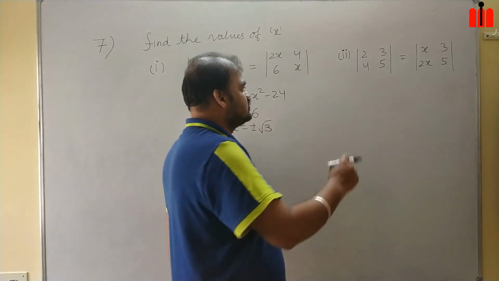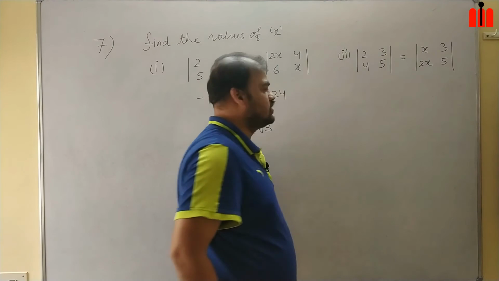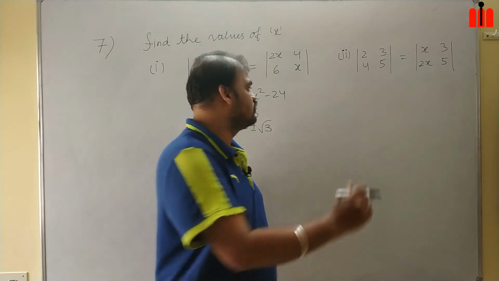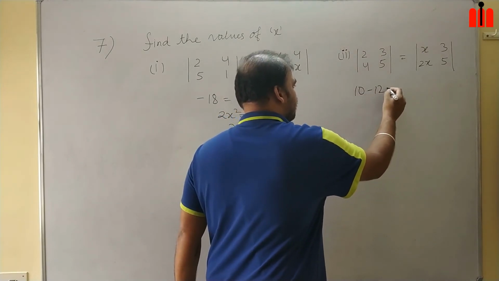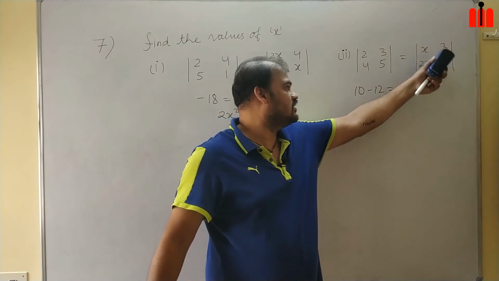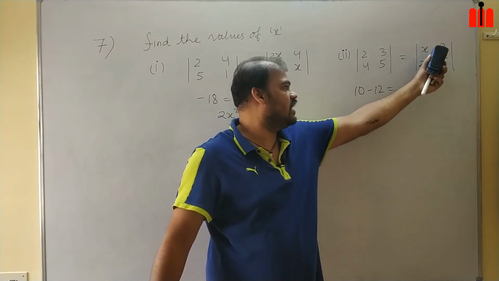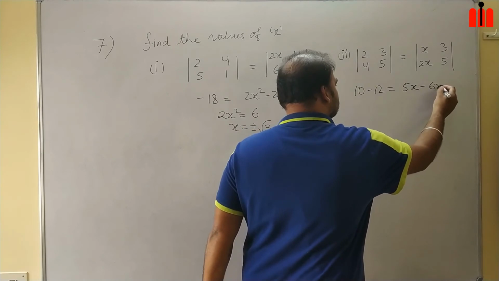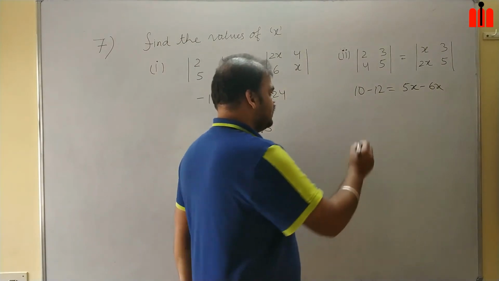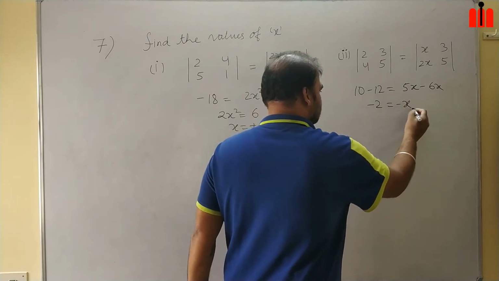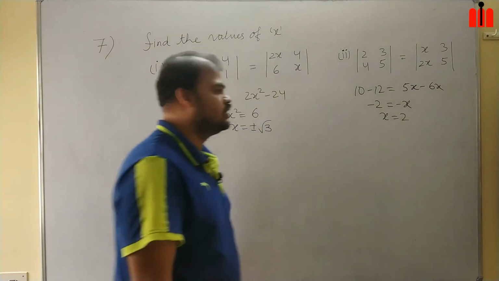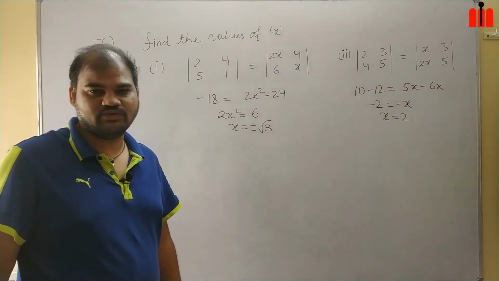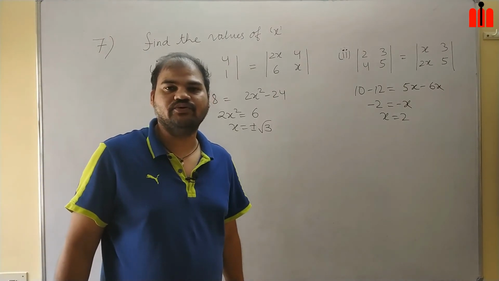Next, come to this equation. Here it is 5 times 2, minus 4 times 3, so 10 minus 12, equal to the determinant 5x minus 6x. So it is minus 2 equal to minus x, which means x equals 2. So for the first part the answer is x equals plus or minus root 3, and for the second part the answer is x equals 2.